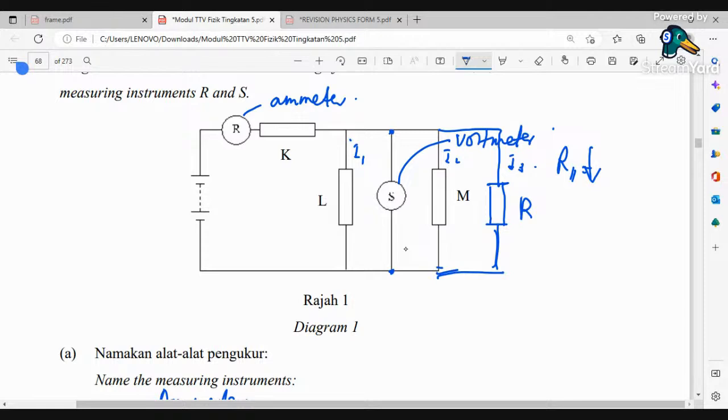If you cannot understand this one, you can check. Let's say this is 6 volt. This one is 1 ohm, let's say. We want identical resistors. Easy to calculate, so I just put this one as 3 ohm. 3 ohm, 3 ohm, 3 ohm.